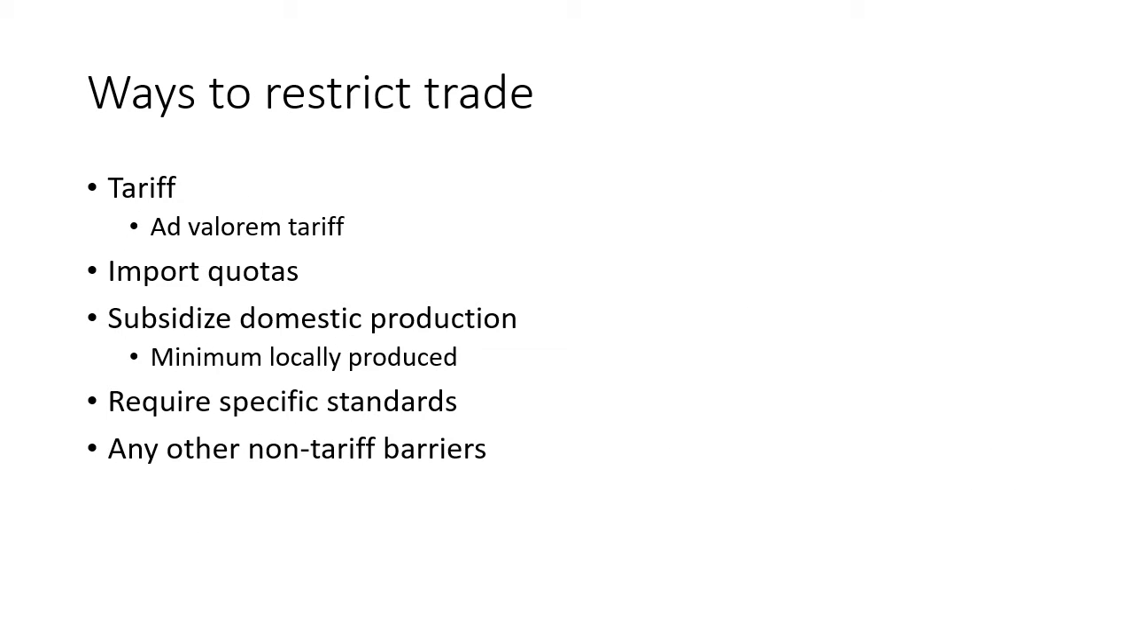So there are many ways to impose or restrict trade. Here's just a list of a few ways. The first form we're going to be looking at is the tariff, and specifically the ad valorem tariff. That is where we impose a tariff which is equal to a certain percentage of the value of the item. So if it's a car that we were importing and we want to impose a tariff on it, we might say, okay, it's 10% of the value of the car.